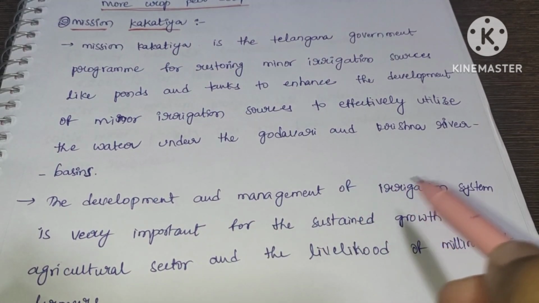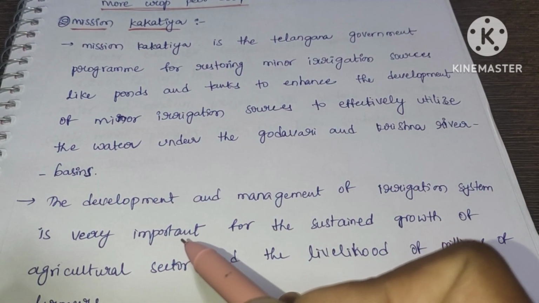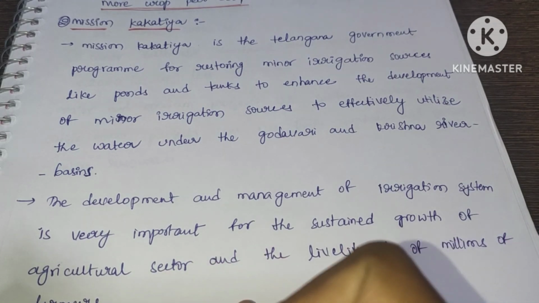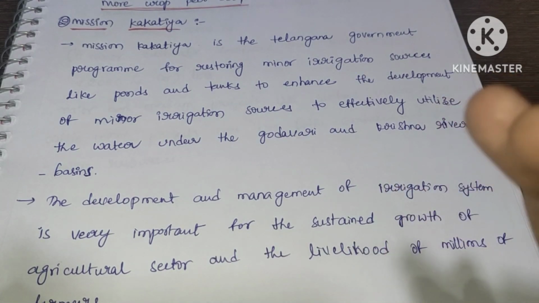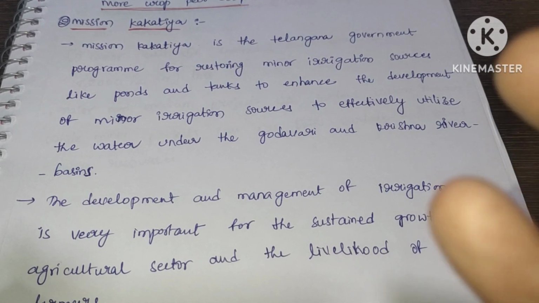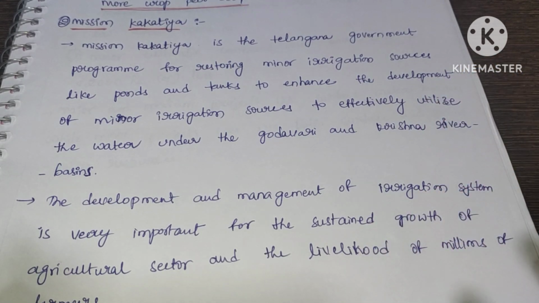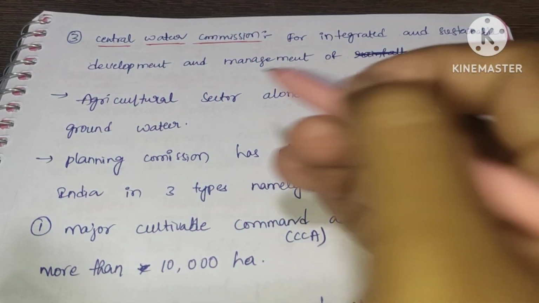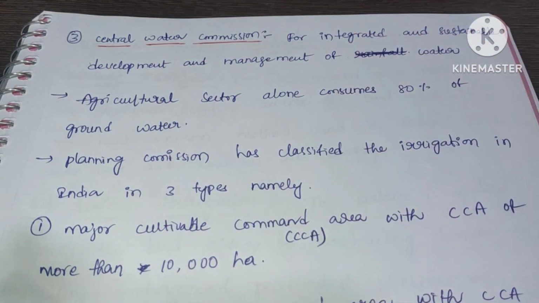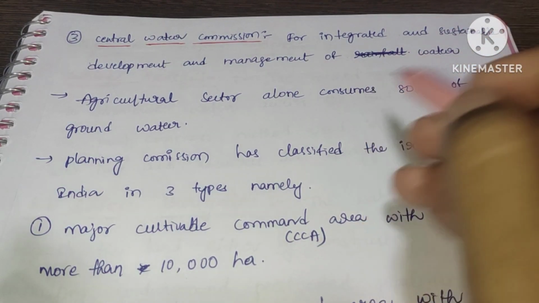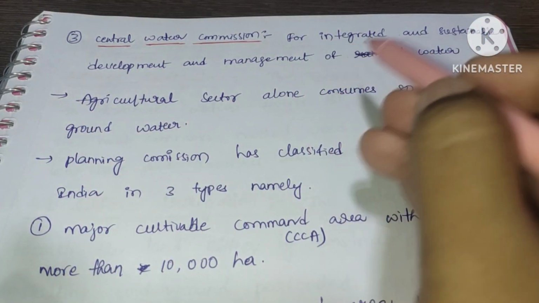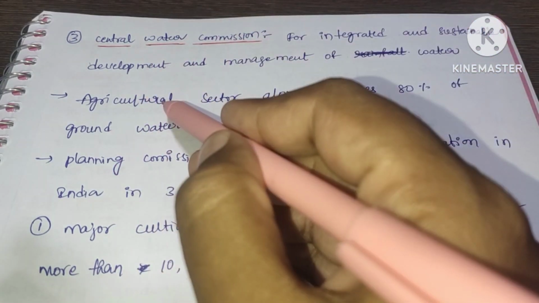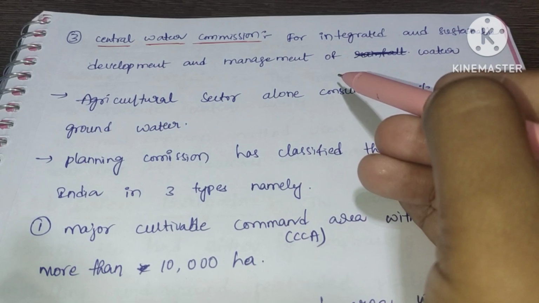The development and management of irrigation systems is very important for the sustained growth of the agriculture sector and the livelihood of millions of farmers. So we have to initiate these schemes for development and management of irrigation systems, isn't it? Another scheme is the Central Water Commission. The Central Water Commission is for integrated and sustainable development and management of water.